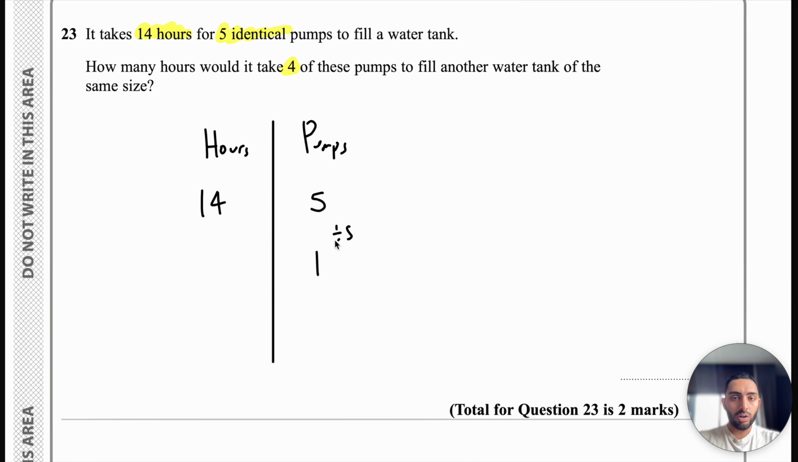Will it take longer or will it take less time if I have less amount of pumps? It's going to take longer, so I need to multiply by 5. 14 multiplied by 5 is 70. I want to find out how long it takes 4 pumps to do the same job. On the right hand side, I've multiplied by 4, and on the left hand side, I need to do the opposite of that. I need to divide by 4. So 70 divided by 4, half it twice, so that would be 35 and 17.5. It would take 17.5 hours for 4 pumps to do that job.